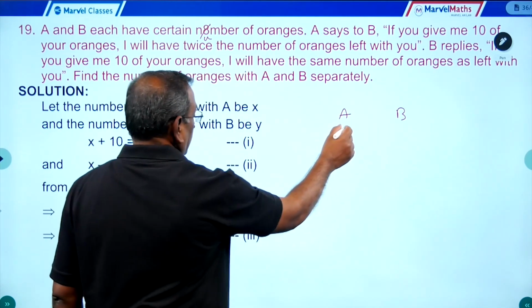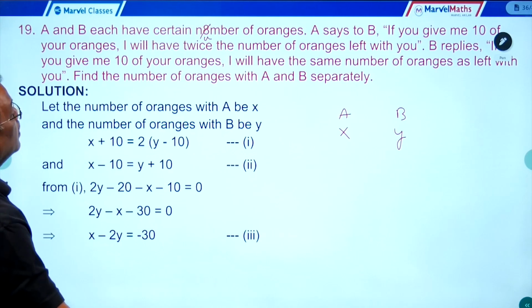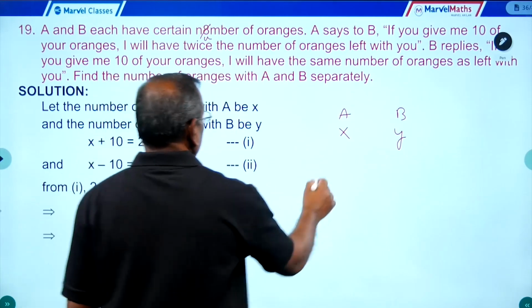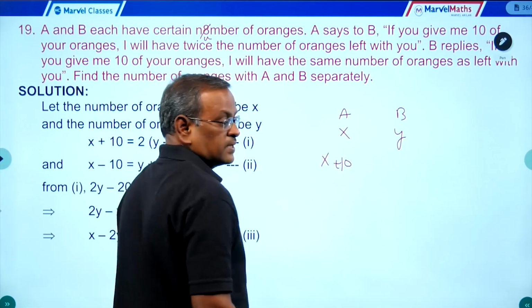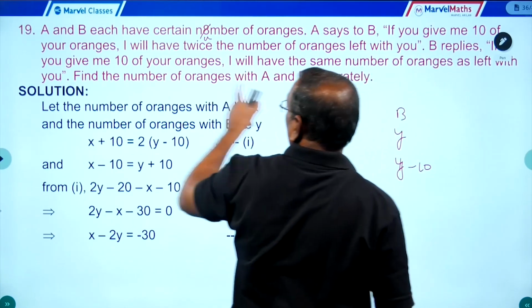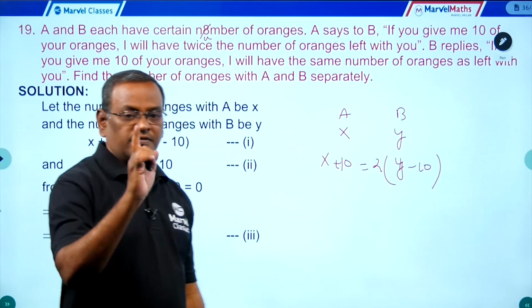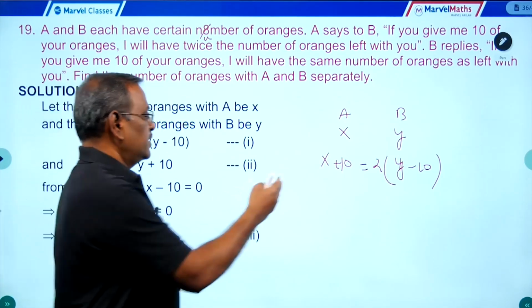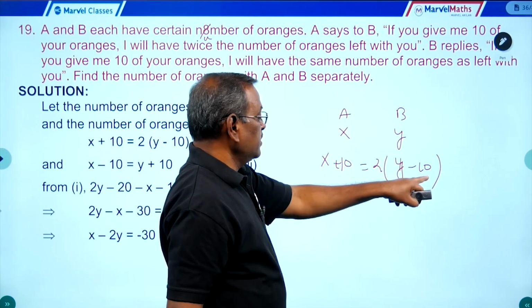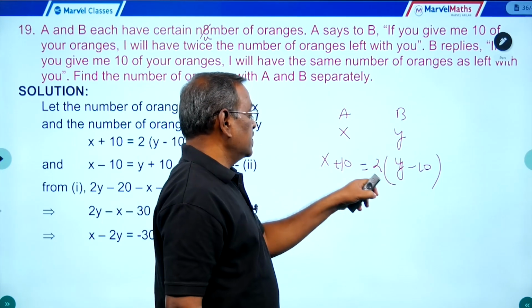Let the number of oranges with A equal x, with B equal y. There are two cases. Case number 1: A says, if you give me 10, then the number of oranges with A is x plus 10, and the number left with B is y minus 10. If you give me 10 of your oranges, I will have twice as much as left with you. This is the first condition. So whenever B gives 10 oranges, this becomes x plus 10, and the remaining oranges with B is y minus 10, but the number of oranges increased in the first person. Therefore, this is equal to twice of that case.